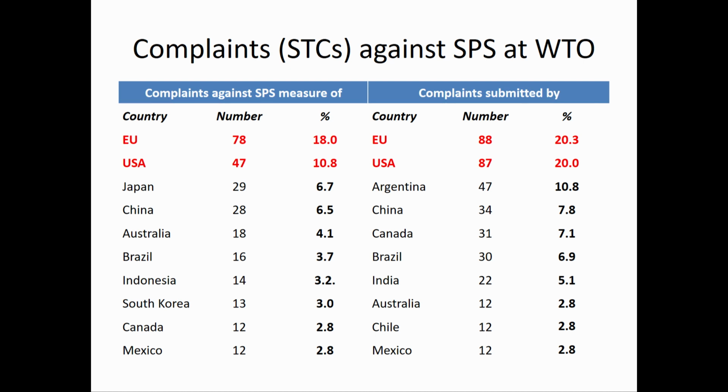And so what you see on the left-hand side is the number of complaints. They call them special trade concerns against these SPS regulations because they are considered trade distorting. And what's on the left-hand side is complaints against SPS measures of some countries. On the right-hand side, it's complaints submitted by certain countries.